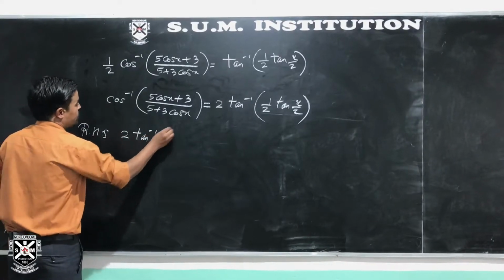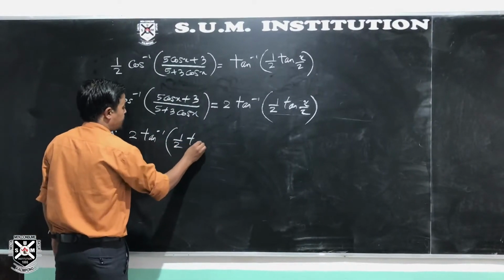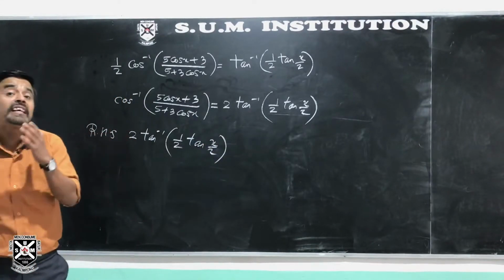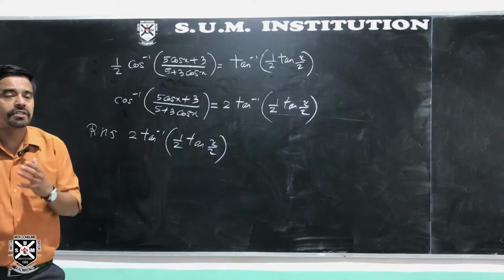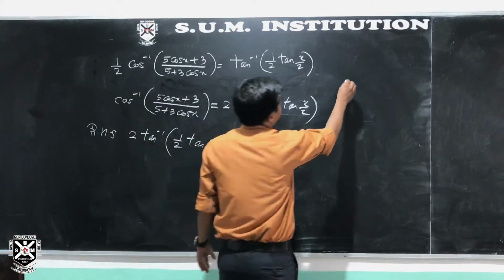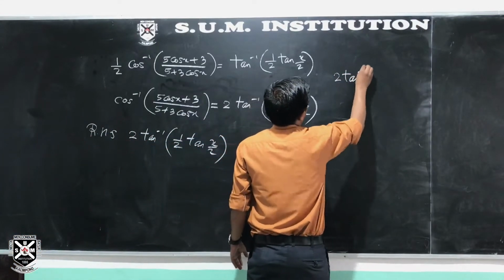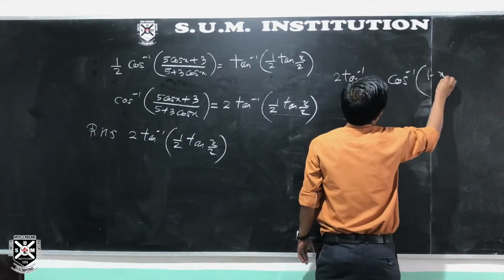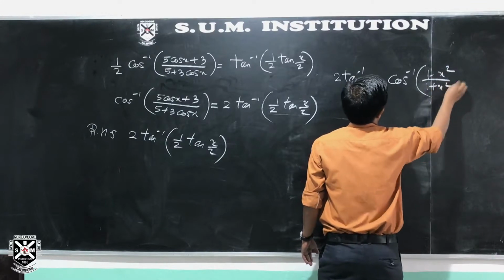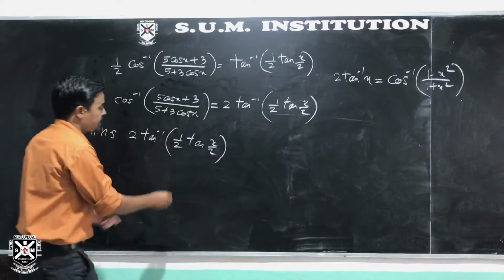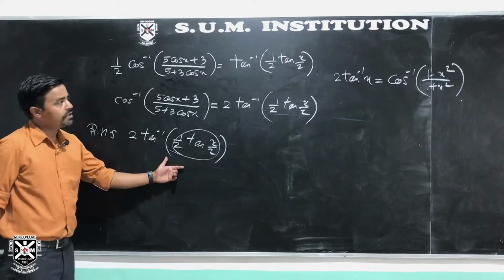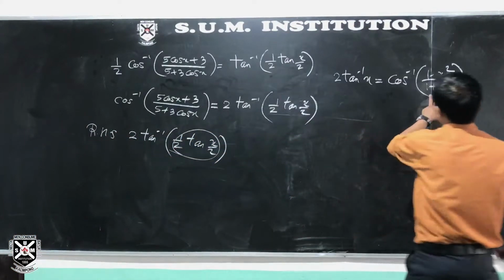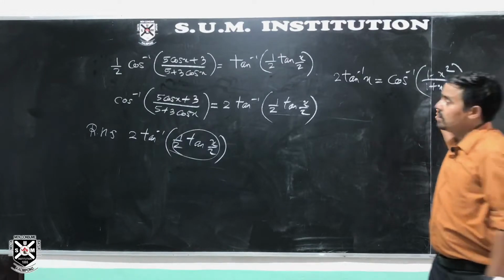2 tan inverse half tan x by 2. Before doing this, we have to know the relation between tan inverse and cos inverse. So we have the relation: 2 tan inverse x in terms of cos inverse is cos inverse (1 minus x square) upon (1 plus x square). So here this is x. I am using this.